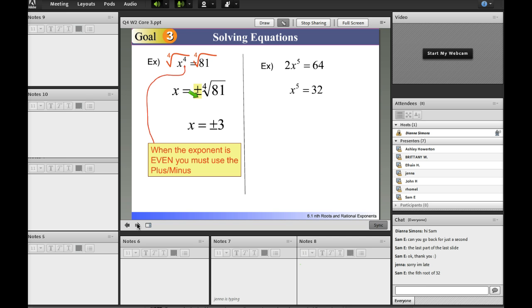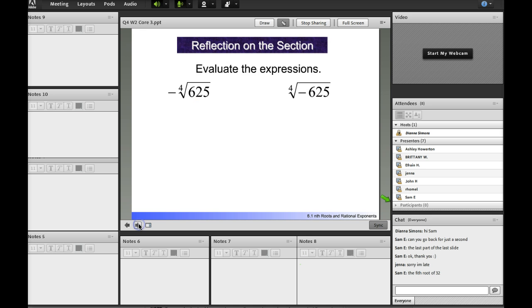Okay, not the square root, Jenna, but the... yeah. It's going to be the 5th root, right? Just like you did at the beginning on the other side. And since it's an odd number, there's only going to be one answer, and the answer is 2. You multiply 2 together 5 times to get 32. All right, easy enough.